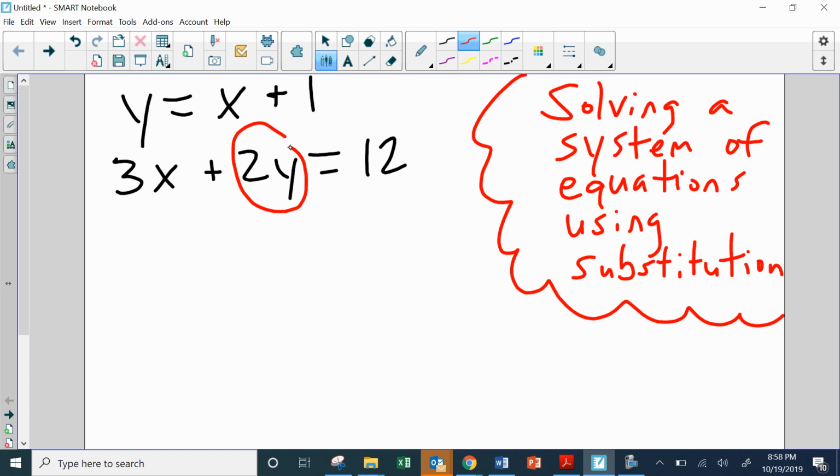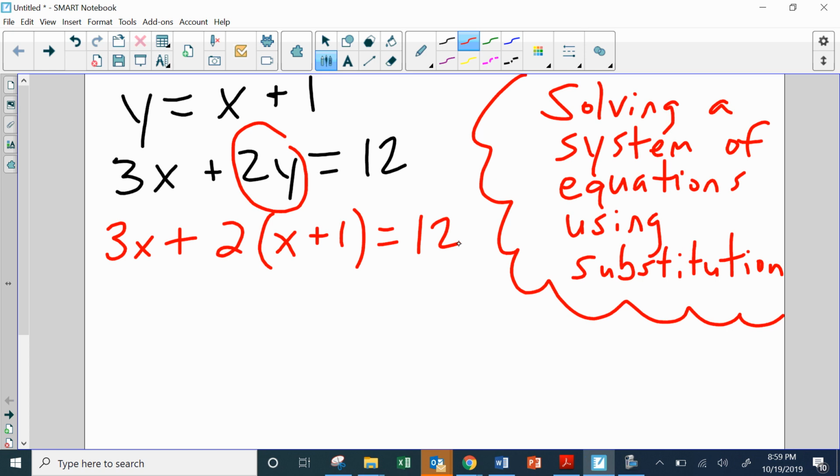So my next step, I still have the 3x plus 2 that doesn't go away. But now, instead of multiplying it by y, I'm going to substitute x plus 1, because that's the same thing as saying y. X plus 1 is equal to y. And that all is still going to equal 12. Nothing else changes. I'm literally just replacing y with what y equals, which in this case is x plus 1.